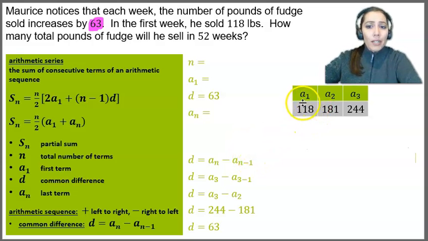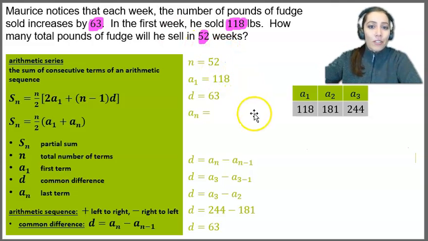Now my a sub 1 is the first term in my sequence, and they told us that 118 pounds was sold in the first week. So my a sub 1 is 118. From here, we have to figure out our n, which is how many weeks we are looking for. We are looking for a total number of terms of 52. So my n is equal to 52.